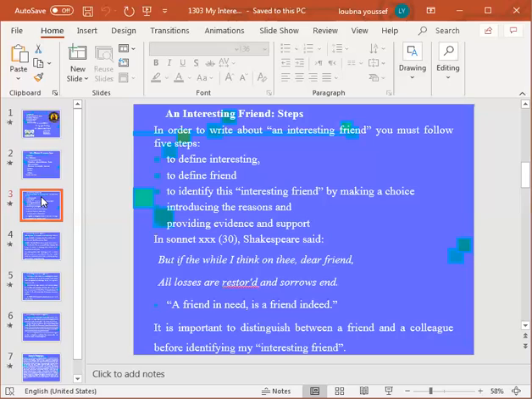So when you introduce a definition, sometimes you explain to your reader what this term does not mean. So a friend does not mean a colleague. A colleague is not a friend.